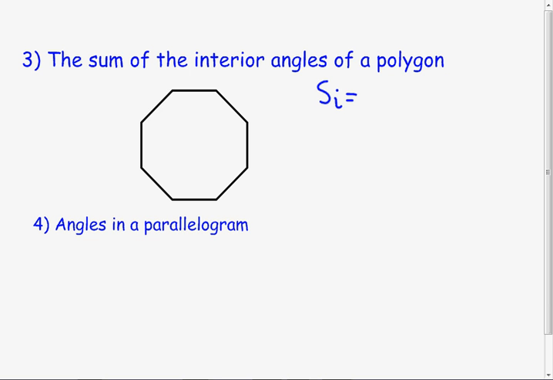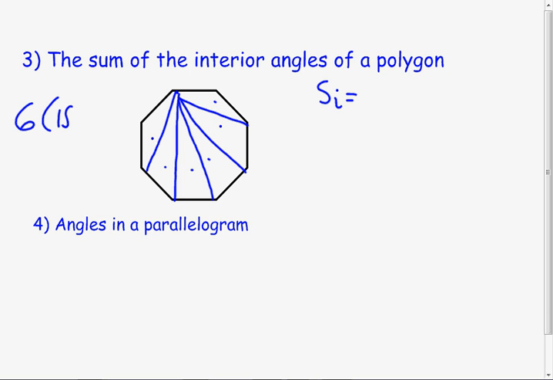Okay, you guys. Now, let's say I forget. I'm going to start at a vertex and I'm going to draw triangles. How many triangles can I draw? There's 6, right? 1, 2, 3, 4, 5, 6. So how many degrees in a triangle? 6 times 180, whatever that is. How many sides were there? 8. So the formula is n minus 2 times 180.